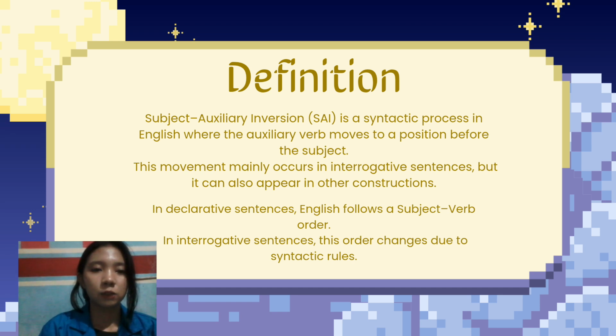Definition. Subject auxiliary inversion is a syntactic process in English where the auxiliary verb moves to a position before the subject. This movement may occur in interrogative sentences, but it can also appear in other constructions. In declarative sentences, English follows a subject-verb order. In interrogative sentences, this order changes due to syntactic rules.